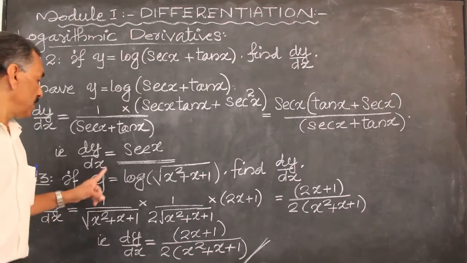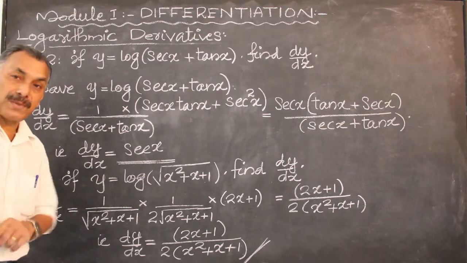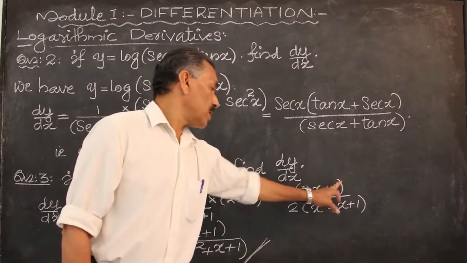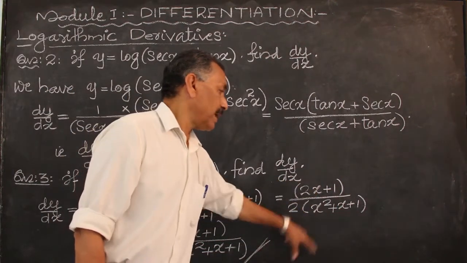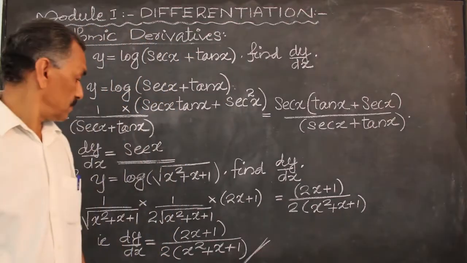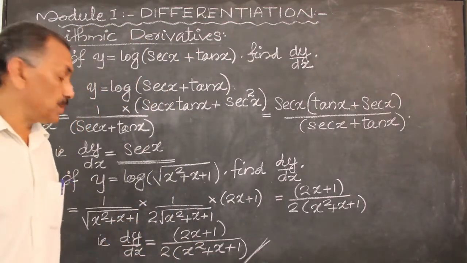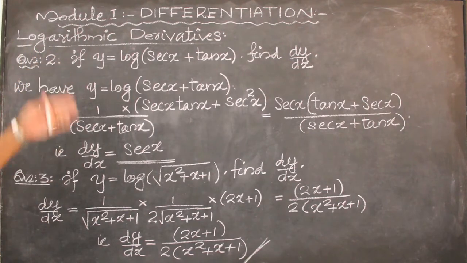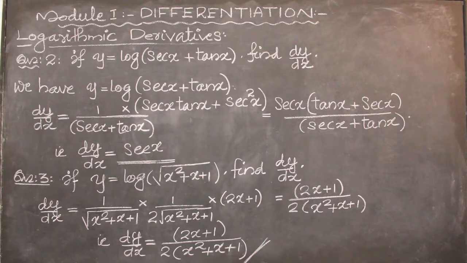So if y is equal to log of root of x square plus x plus 1, then dy by dx is equal to 2x plus 1 divided by 2 into x square plus x plus 1. This is the complete answer.